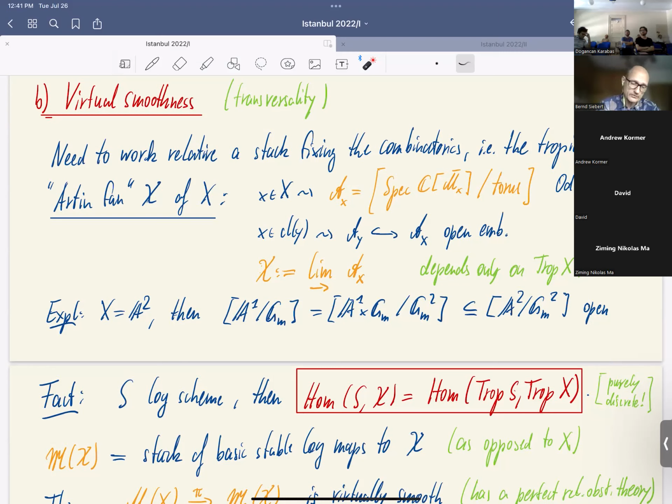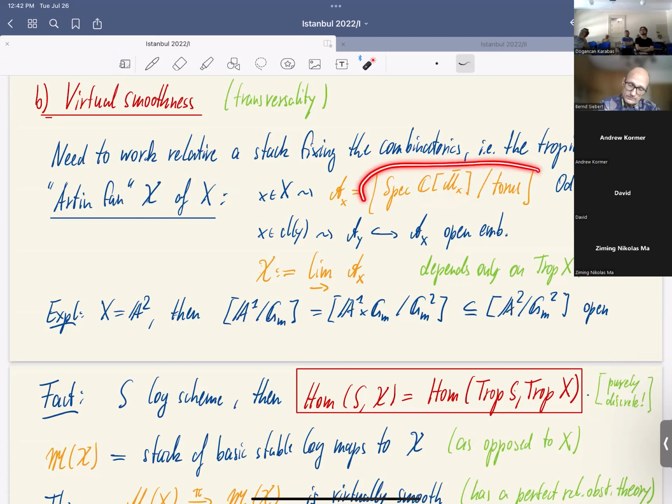So how do we get this? From this log space X, you can construct something called the Artin fan. And it works like this. So for any point, schematic or whatever, you get this M bar X, and you construct an affine toric variety. Then you take the stacky quotient by the torus of this affine toric variety, so the Spec C of M bar X group.